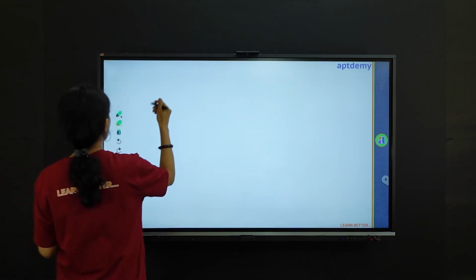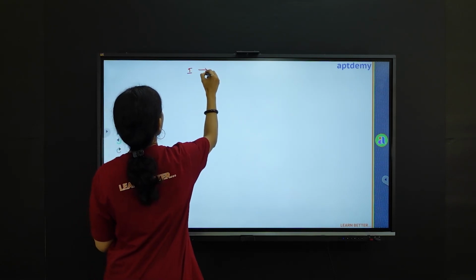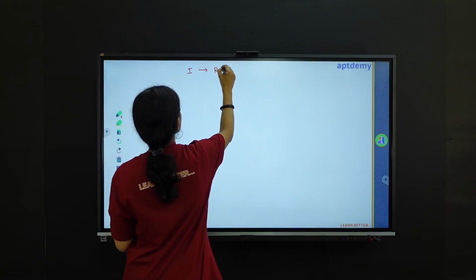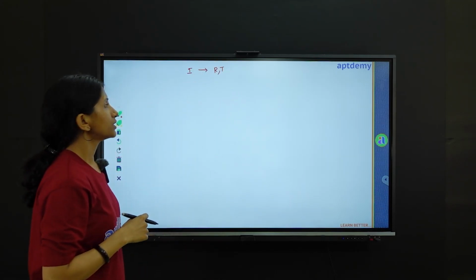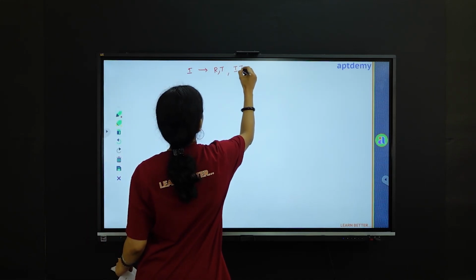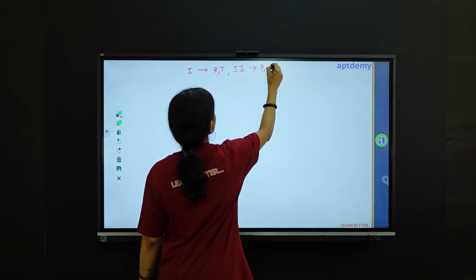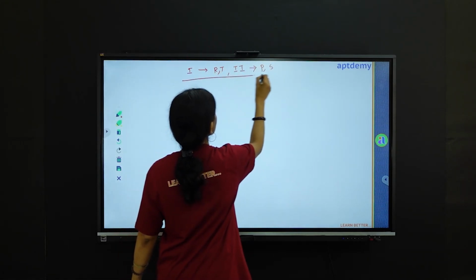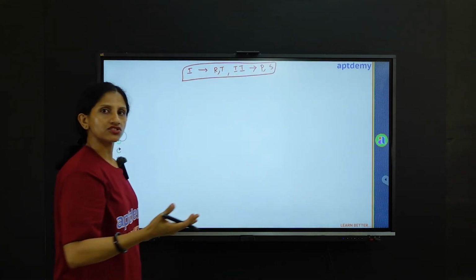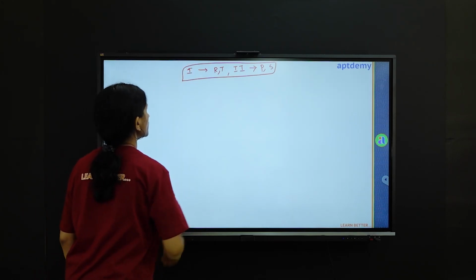To keep things clear, we can write that complex ion 1 was matching with the properties presented in R and T, and complex ion 2 was matching with the properties presented in P and S. So this has to be kept in mind so that we can choose the correct option from the final one, right?